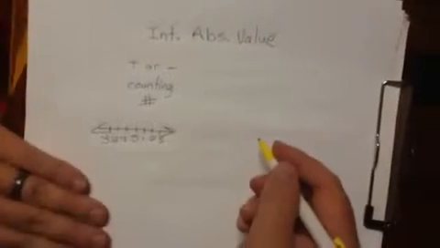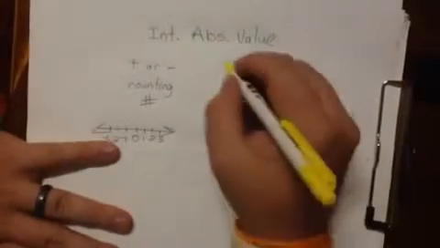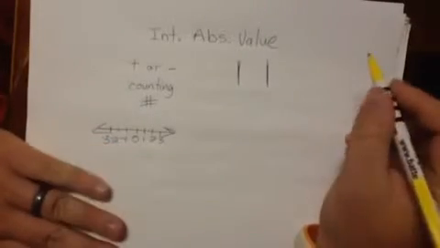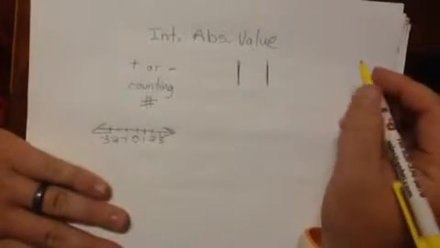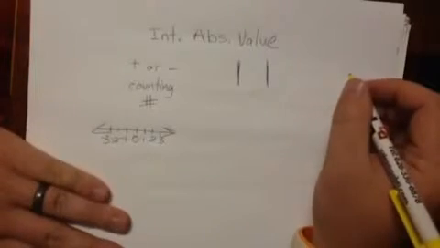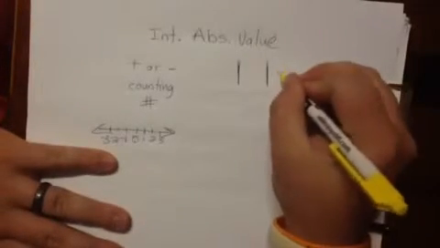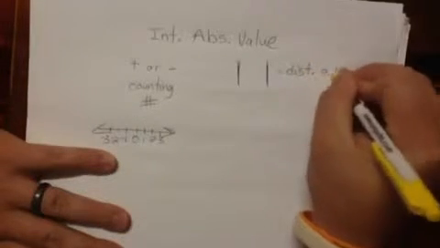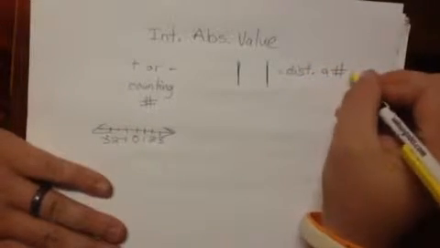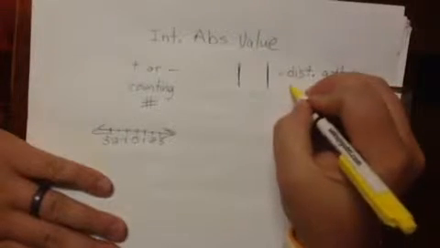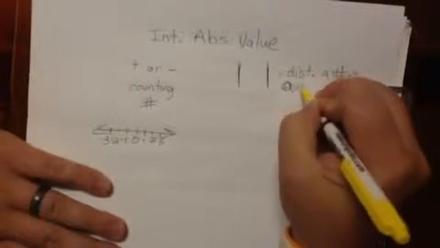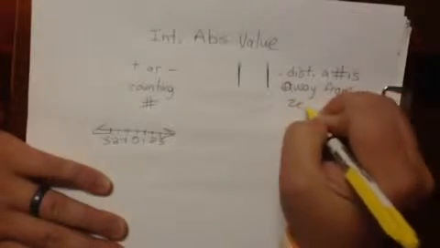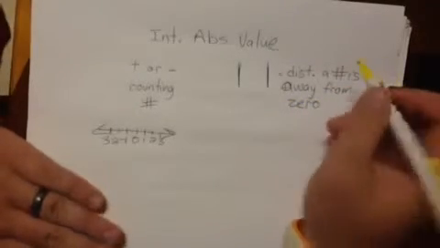Alright, absolute value is a pretty quick, simple concept. It's often done by these bars right here. If you see a number inside of 2 bars, it's asking for the absolute value. So regardless of what the number is, all absolute value means is the distance a number is away from 0.